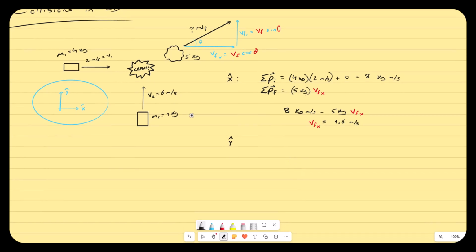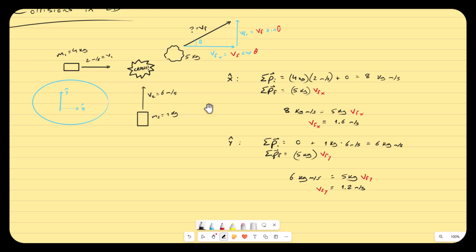In the y direction, I'm going to do the same thing. My sum of momentum initially, I've got nothing from the first guy, and the second one, I've got 1 kilogram times 6 meters per second gives me 6 kilogram meters per second. My final momentum, I'm going to have 5 kilograms times v final y. And then I'm going to set those equal to each other. 6 kilogram meters per second equals 5 kilograms times v final y. So v final y is going to be 6 over 5, which is 1.2 meters per second.